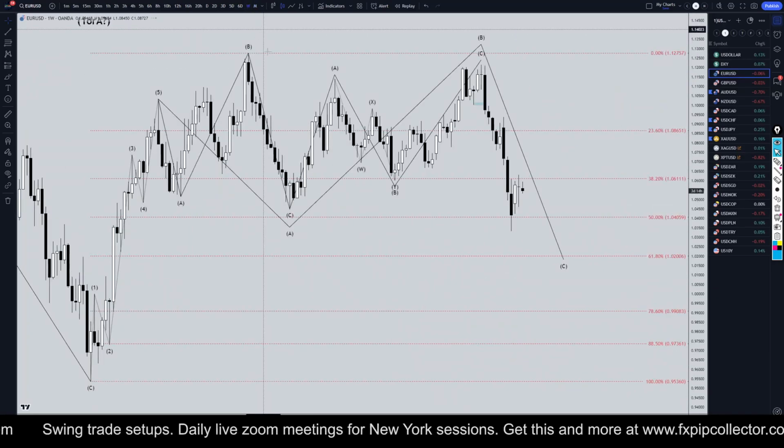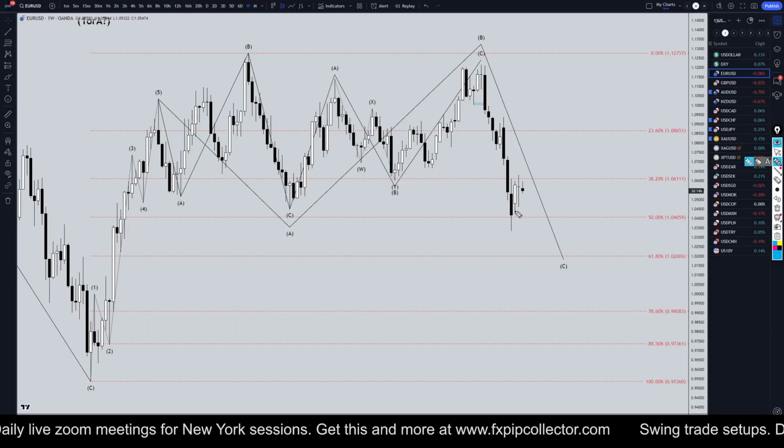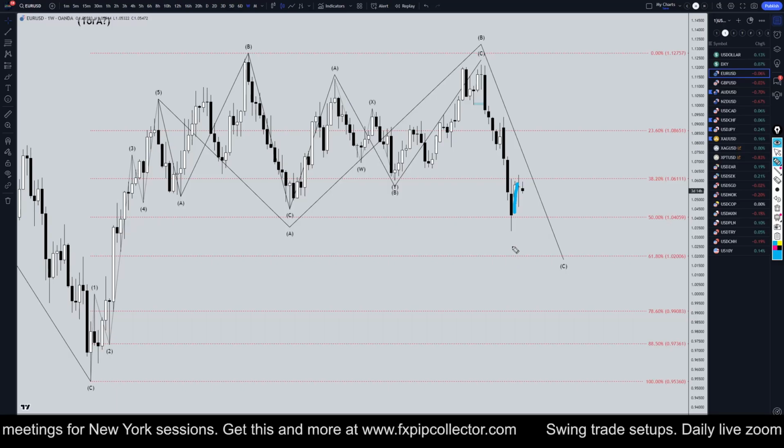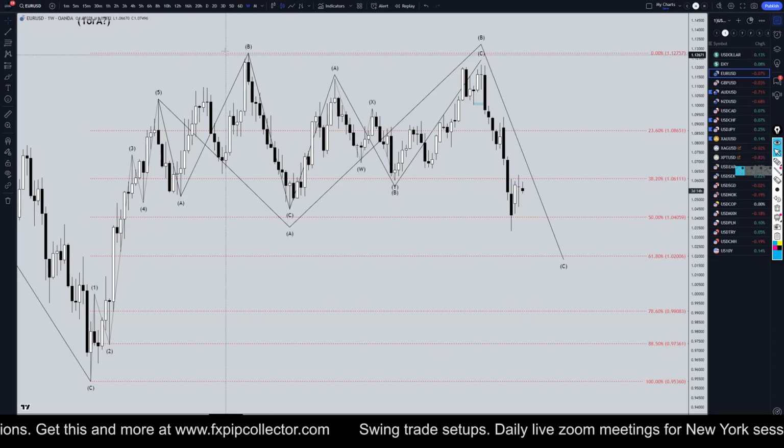Taking it down to the weekly time frame. On the weekly time frame, as you can see, we're in a downtrend. Yes, it did go up, but this is definitely still a downtrend. There is no break of structure or anything telling us that this downtrend is complete.